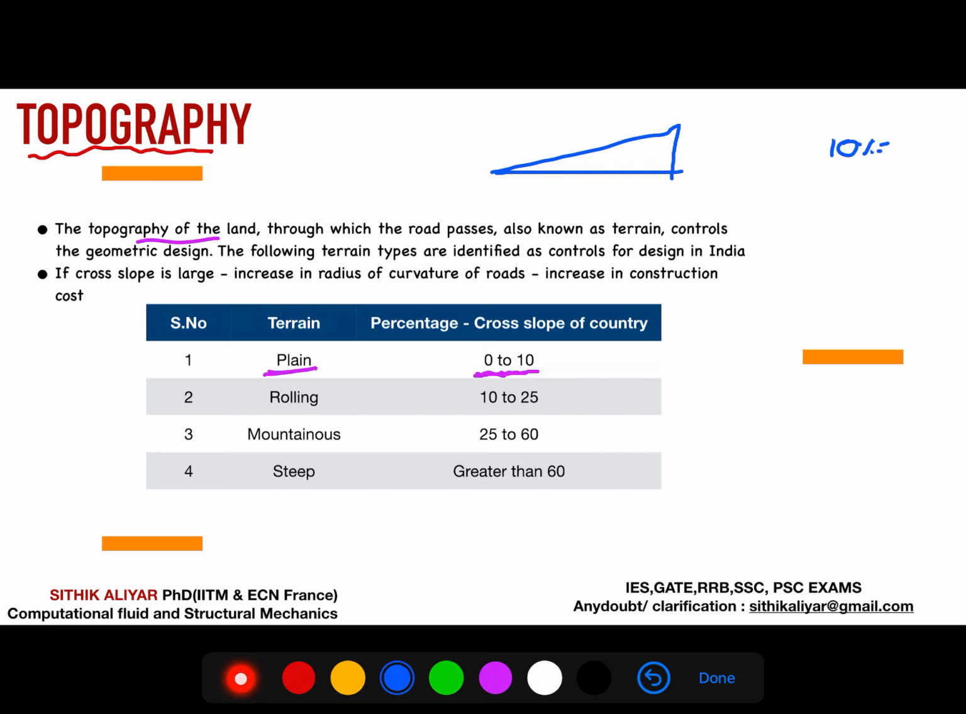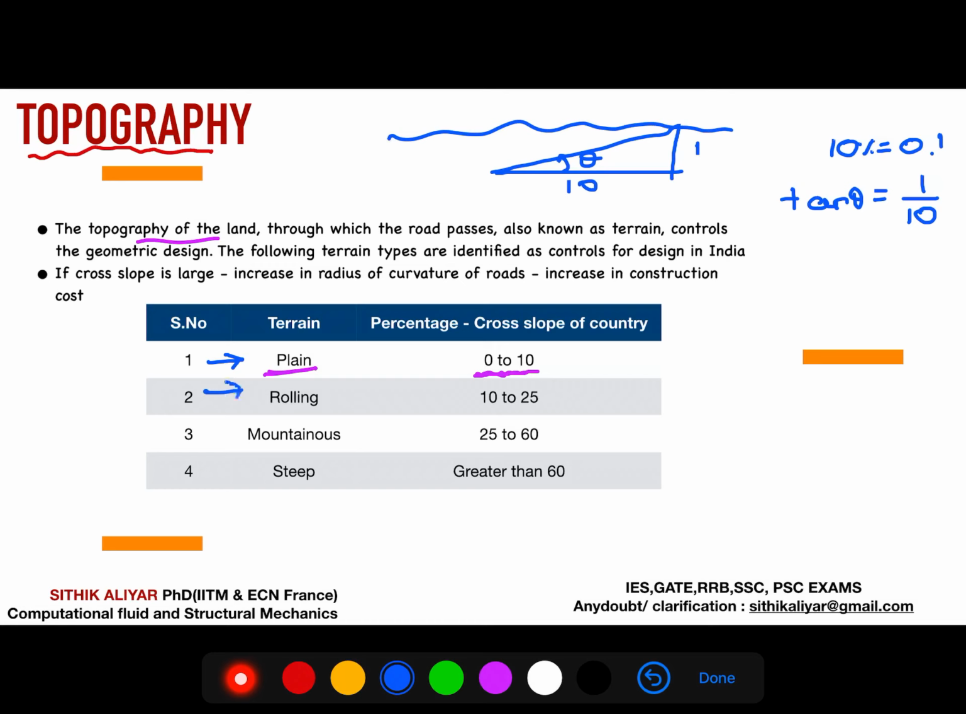10% means approximately what? 0.1, correct? So you can write 0.1 as 1 by 10, right? So tan theta equals 1 by 10. So the opposite side is 1, this side is 10, opposite by adjacent is 1 by 10. Okay, so for every 10 meter, 1 meter rise. That's what the plain area means. So I hope you understood the variation of the topography before you put in the road. The variation of the topography will be less than 1 meter rise for every 10 meter. That will be the plain roads.